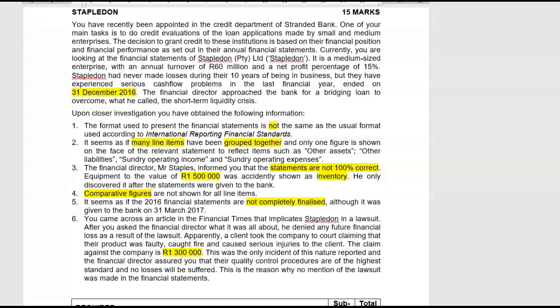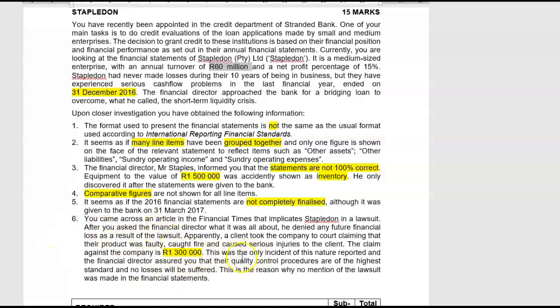Guys, do you think it's a material claim? Yeah, obviously it is. It is a medium entity, it has a 60 million rand turnover, that's sales. But it only has a net profit percentage of 15% of 60 million. So 1.3 million is going to have a serious impact on its future profitability. And they just kept quiet about that.